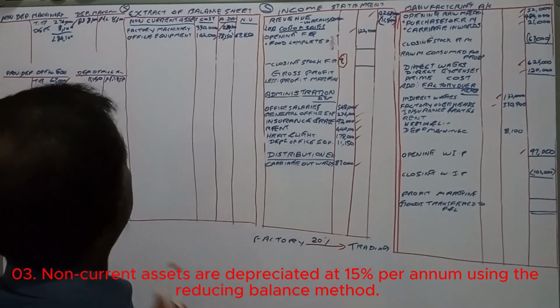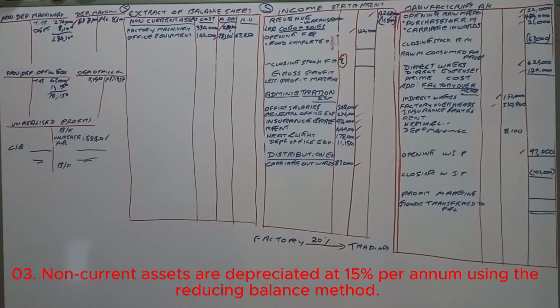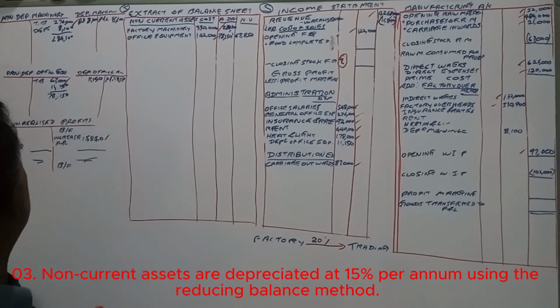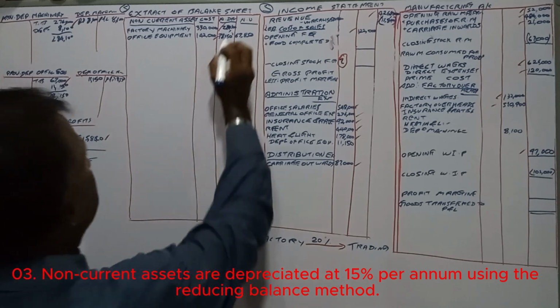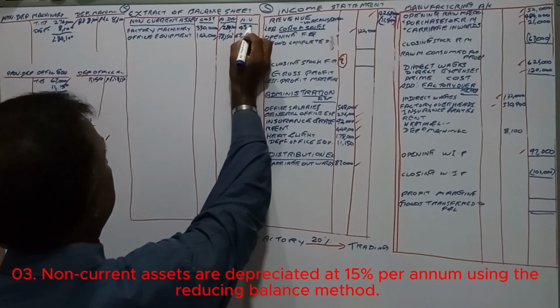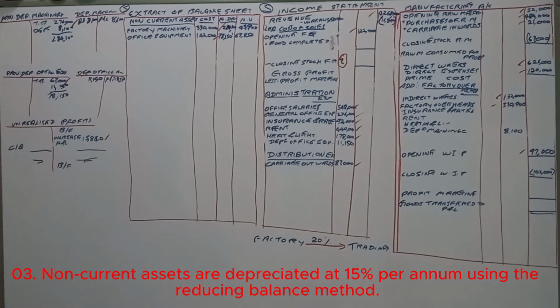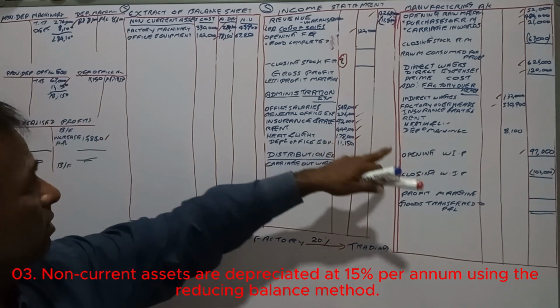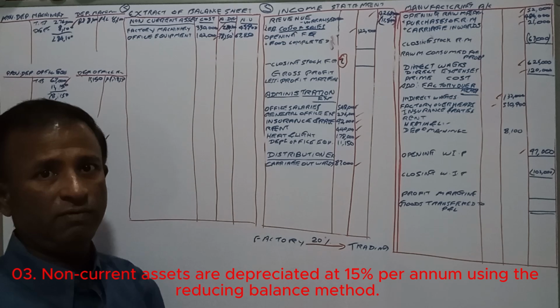63,850 is the balance, net book value, right? And 330,000 minus, you have to deduct 284,100. Then you will arrive at 45,900. 45,900 is the net book value, right? So the non-current assets part we have finished, right? Depreciation we have provided, and the extent of the balance sheet also we have completed.